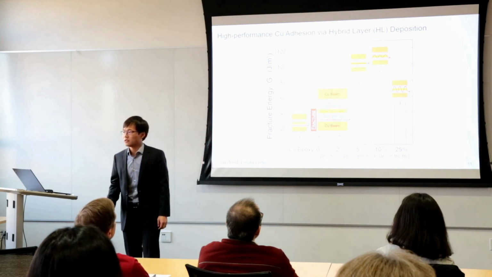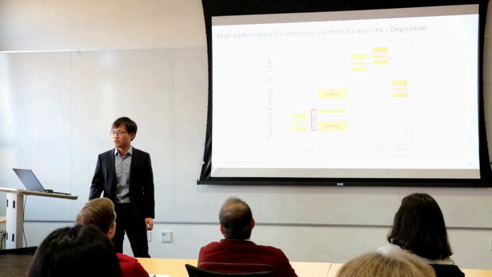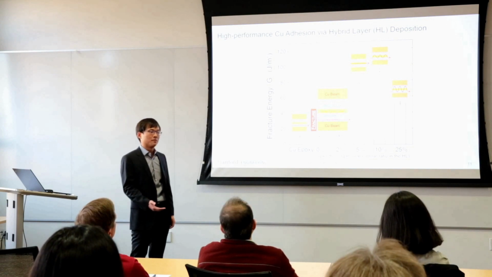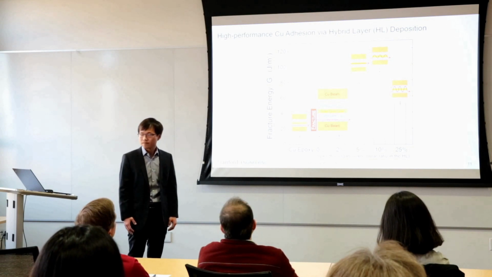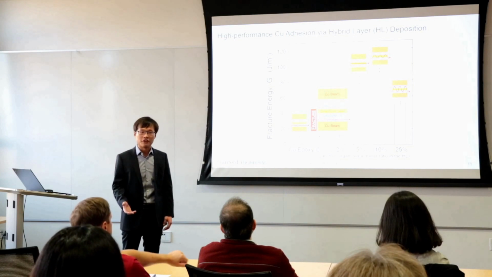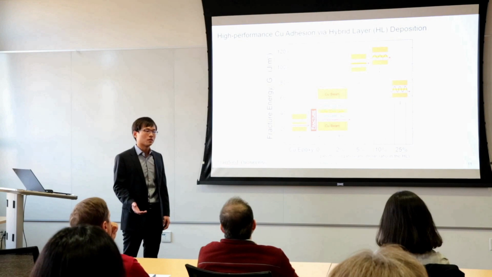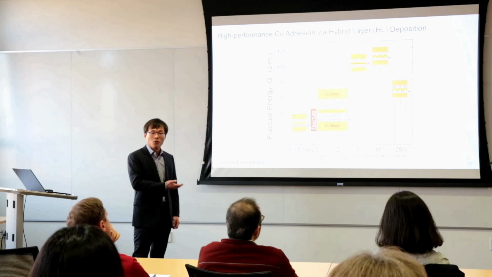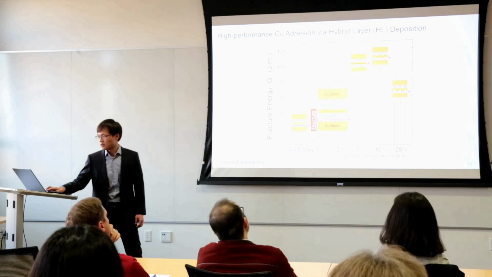Because if copper oxide is still there, the adhesion will still be very low, and the adhesion energy will only be around 10 joules per meter squared. Now that we have achieved high performance copper adhesion, the next question we wondered was whether we have indeed reduced the copper oxide. This is only circumstantial evidence. We want some more direct evidence.